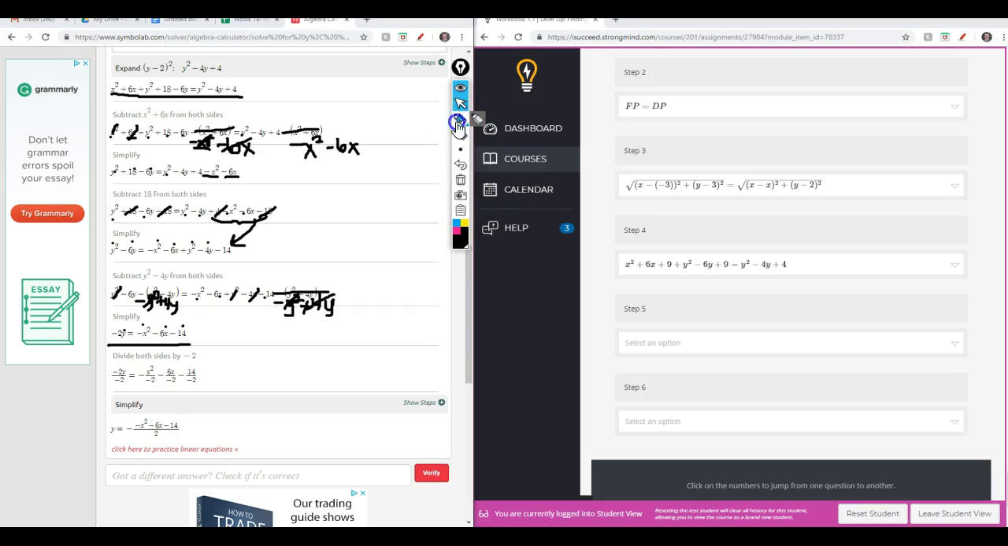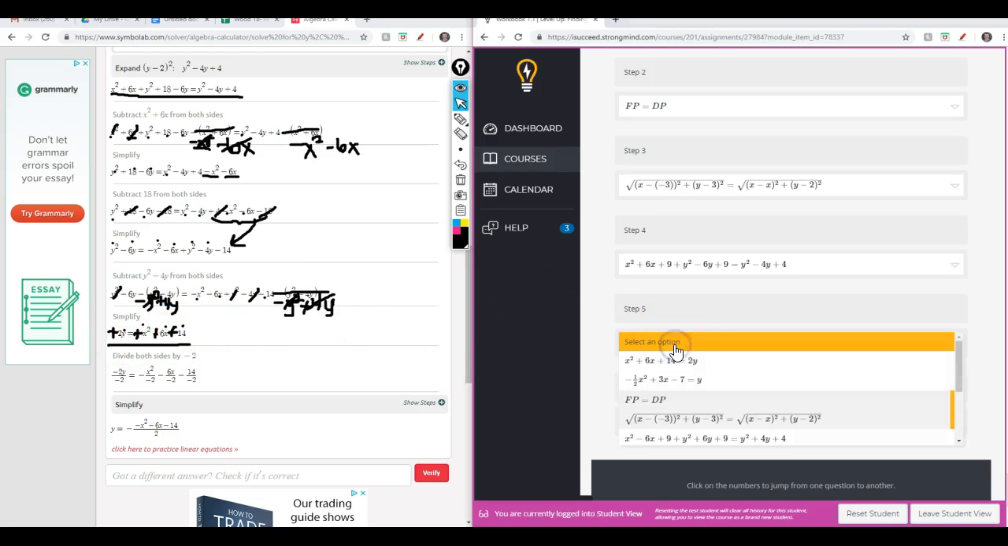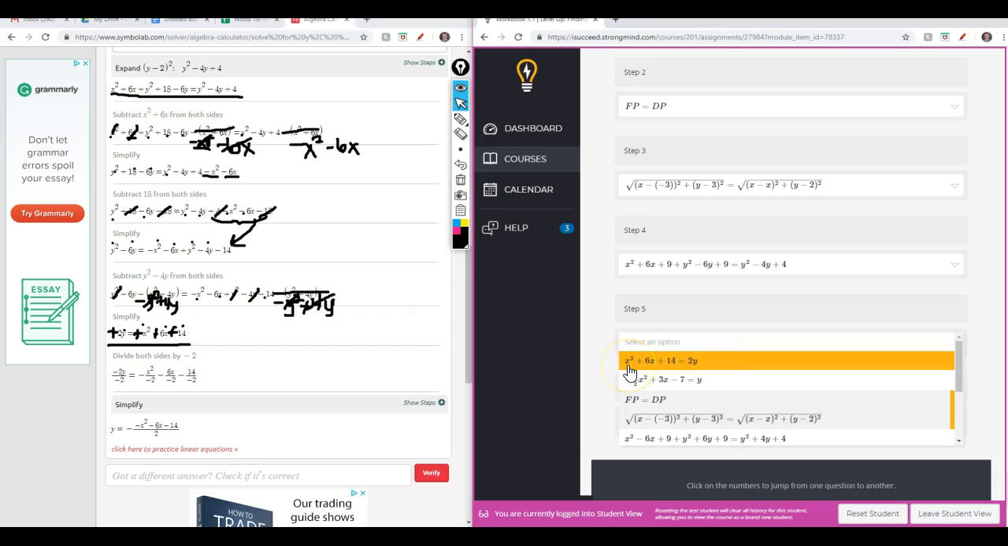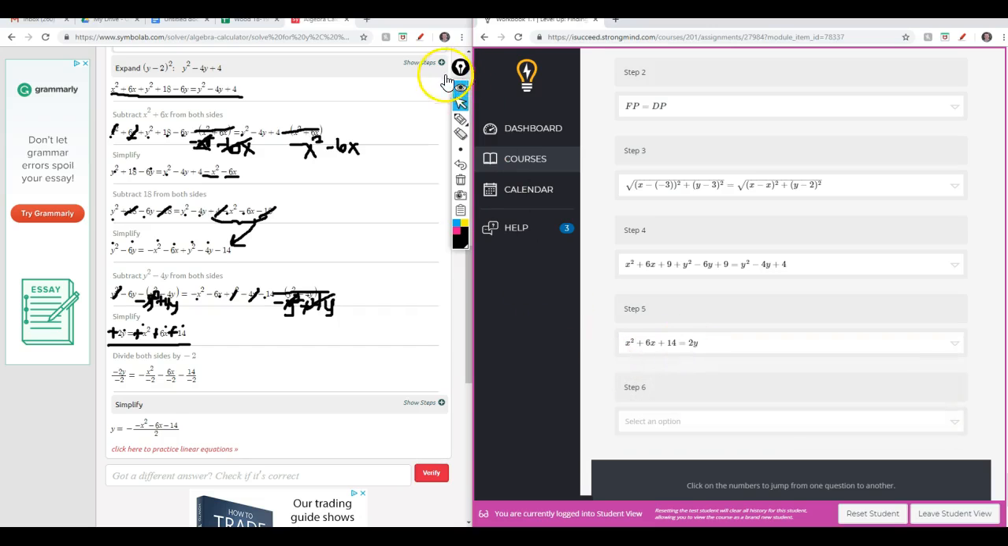The only thing to consider with that is if we want to change this to a positive, we would multiply it by a negative 1, and that would change all of these signs right here. So we would end up with 2y equaling x squared plus 6x plus 14. So we have 2y equaling x squared plus 6x plus 14 for step 5. They're skipping quite a bit of work between these steps. And then step 6 would be to divide both sides by that 2.